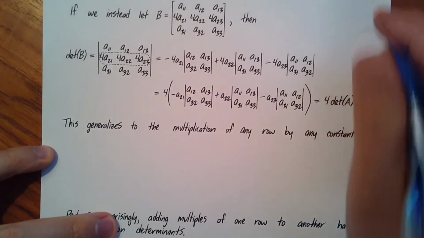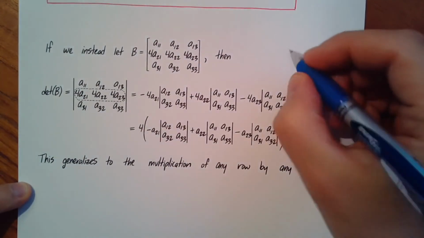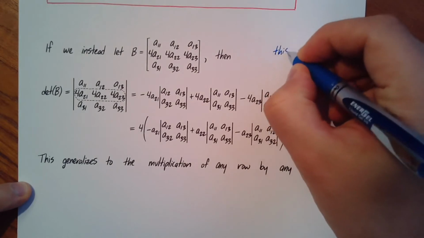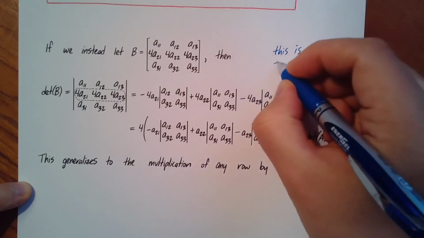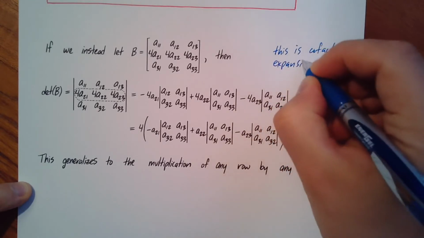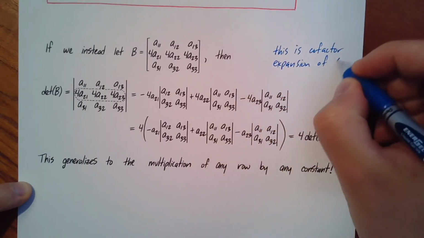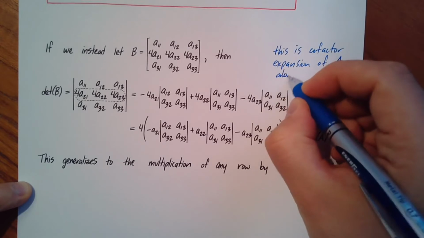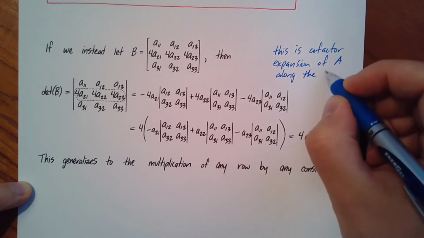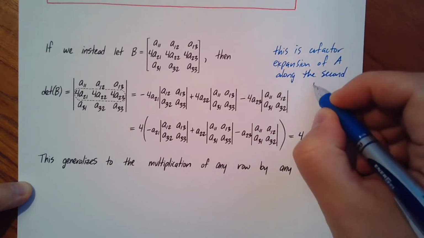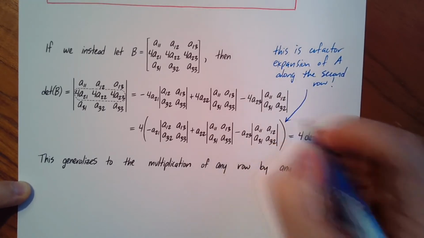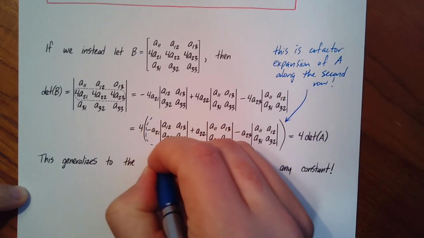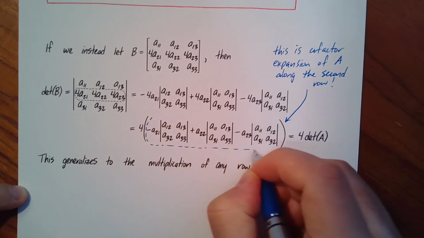So let me add that. I'm just going to add that as a comment. This is cofactor expansion of A along the second row. Okay, and I'm going to put an arrow. I'm talking about this expression in here. Everything inside the brackets.